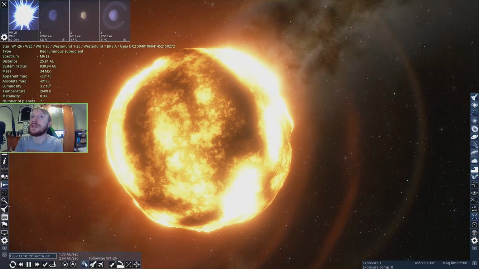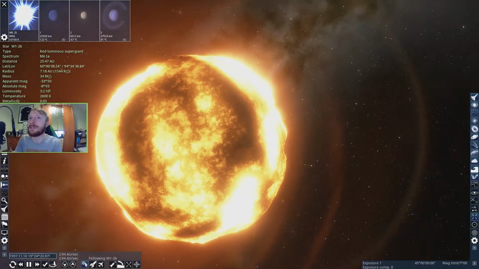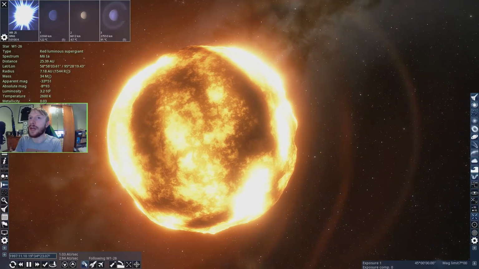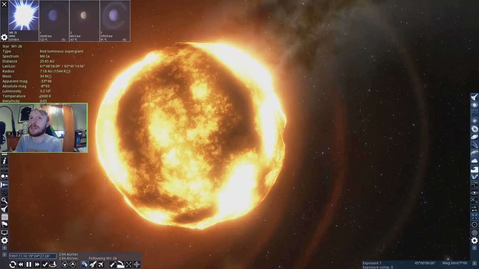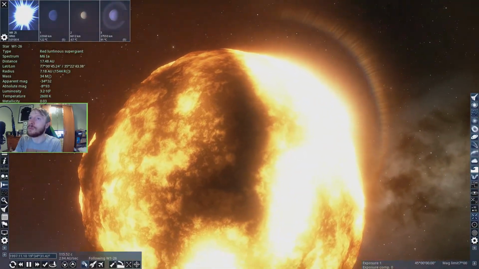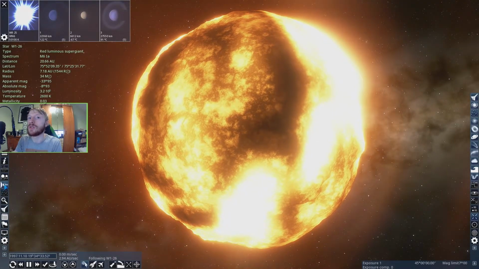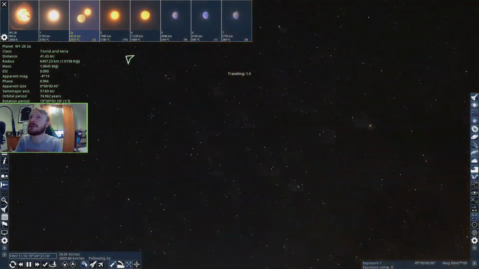But we got one of these 34 solar mass, 25 point, that's how far away I am, 7.18 astronomical units supergiant stars. Looks a bit deformed, doesn't it? So what sort of stuff do we have here? Oh, is that a binary planet system or something?